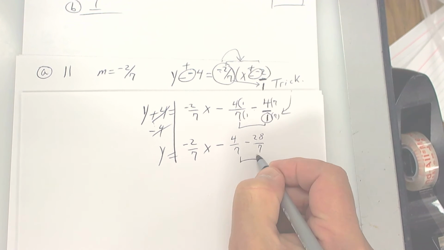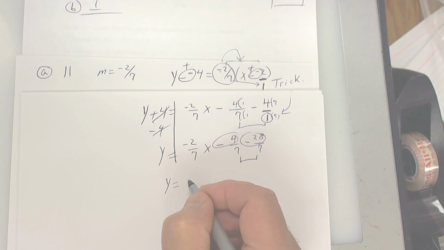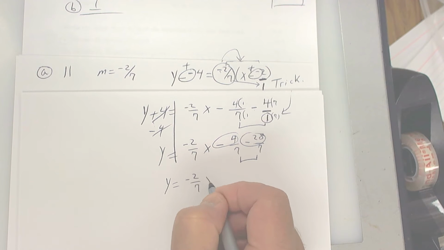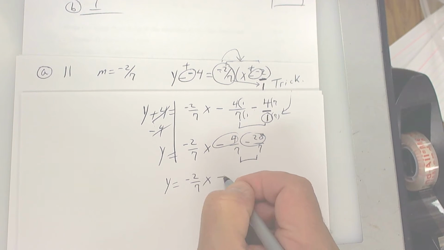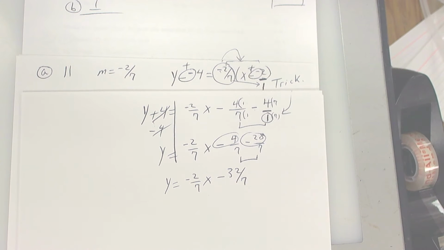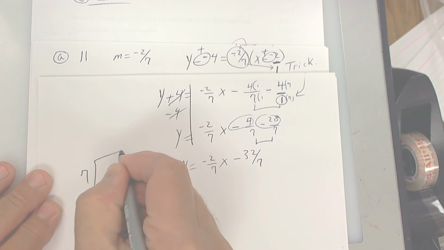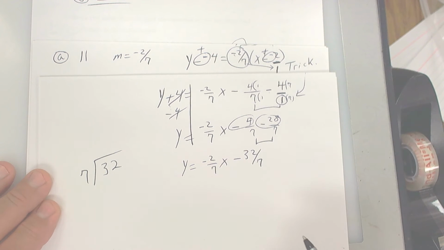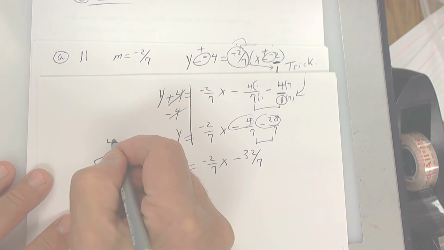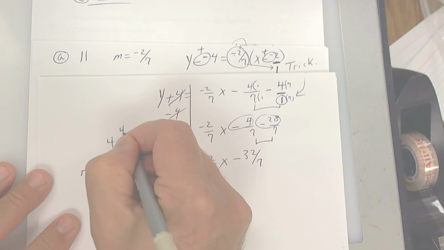Now that you have the same denominator, you can add these numerators. So that's going to be y equals a negative 2 over 7x minus 32 over 7. And you can leave it as an improper fraction. But let's see what it is. 7 goes into 32. Well, 7 times 4 is 28. Subtract, and you're left with 4. So your remainder is 4. So you put your remainder over your divisor, and you're done.